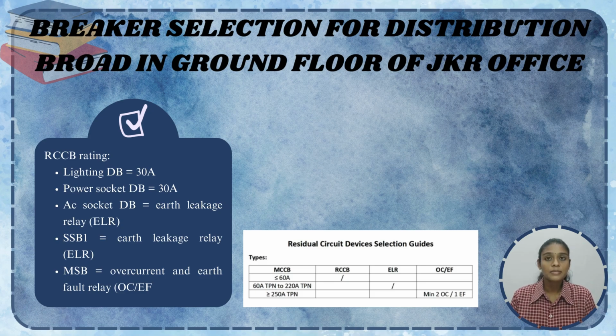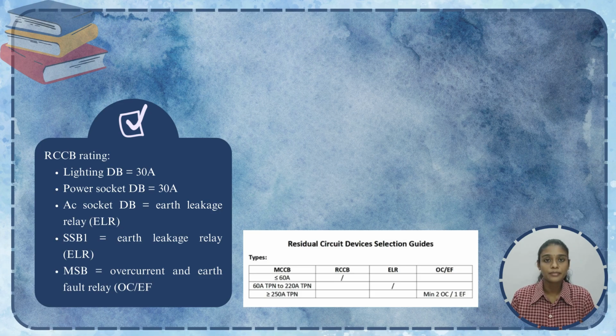This is because the MCCB rating for the AC socket DB and SSB1 is above 60 ampere, hence RCCB cannot be used. For the MSB, the overcurrent and earth fault relay had been selected because the MCCB rating for MSB is 400 ampere, which is above 250 ampere.